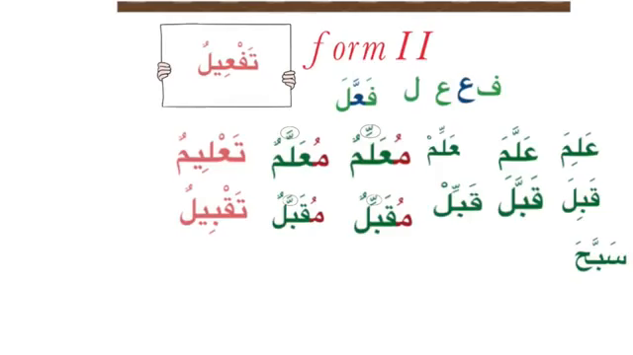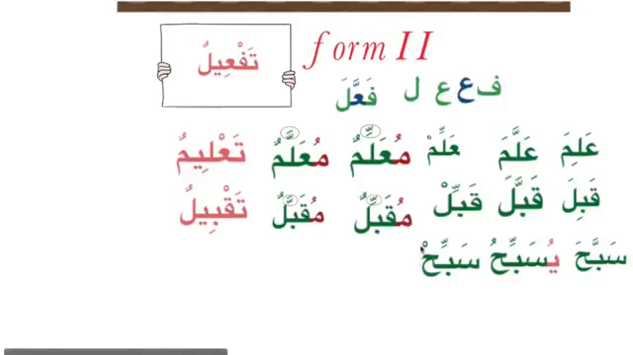Take another example, most commonly seen in the Quran, sabbaha, he glorified. Yusabbihu. Use the alamat mudari'. And how do you make amr? It will be sabbih, ending with jazm, majzuman. Sabbih isma rabbikal a'la. What we say is sabbih isma, glorify the name of your Lord.